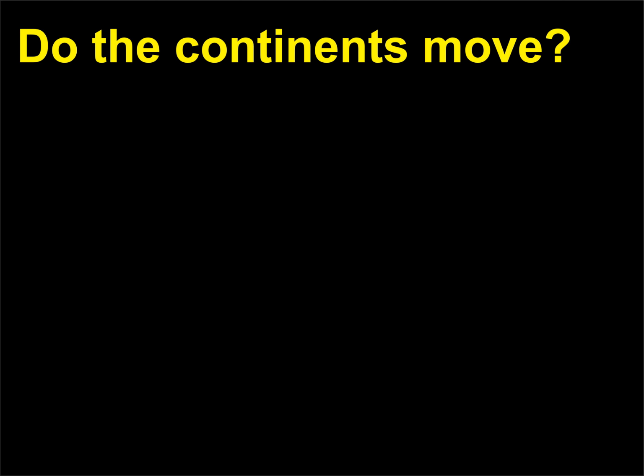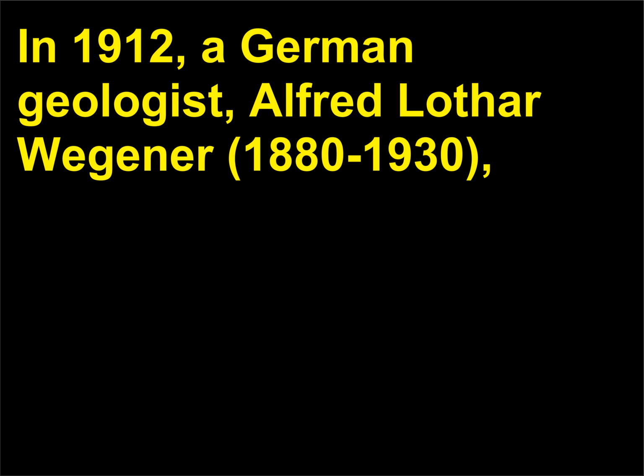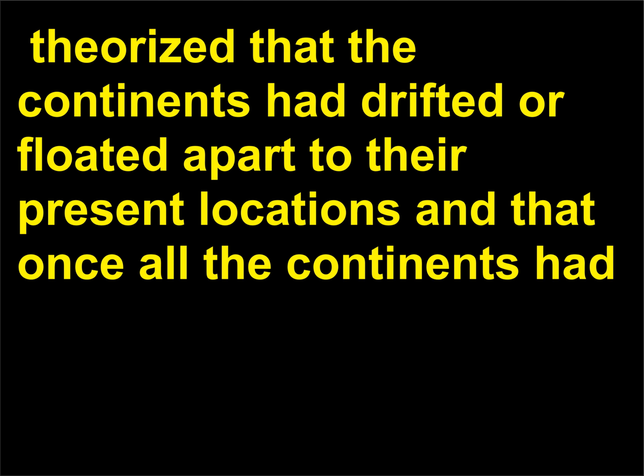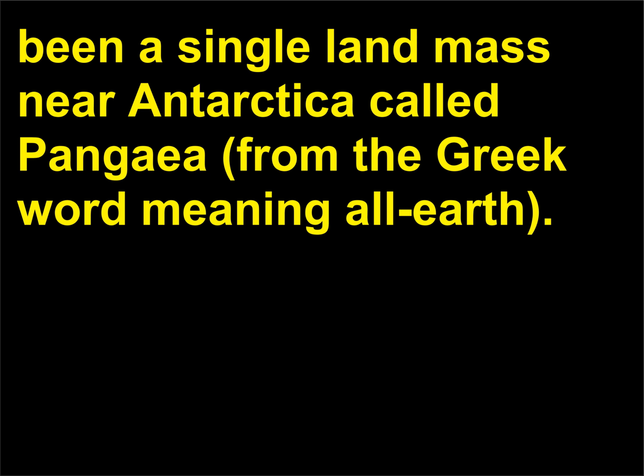Do the continents move? In 1912, a German geologist, Alfred Lothar Wegener, 1880 to 1930, theorized that the continents had drifted or floated apart to their present locations and that once all the continents had been a single land mass near Antarctica called Pangaea, from the Greek word meaning all earth.